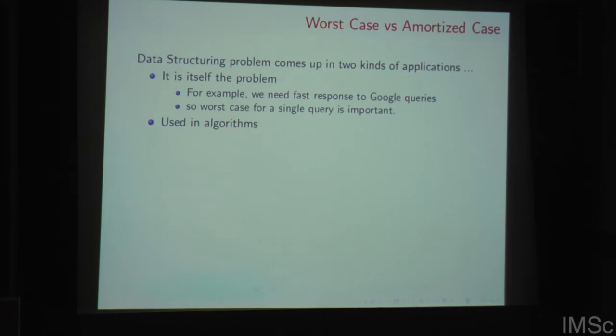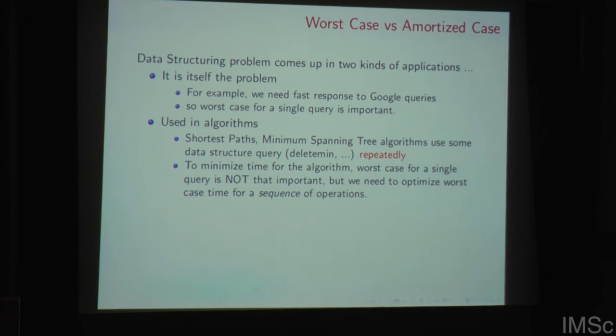The other kind of application is in implementing some graph algorithm or some other algorithm where certain queries are asked repeatedly, and you want to support these queries. But in this case, the answer for one query is not very important. If you take Dijkstra's shortest path algorithm, it repeatedly keeps some approximate shortest paths, then deletes something smallest, does some updates, then deletes something smallest, and so on. So it repeatedly does a set of queries. If I want to measure the efficiency of the algorithm, the time for one query is not that important, but I care about the time for a sequence of queries.